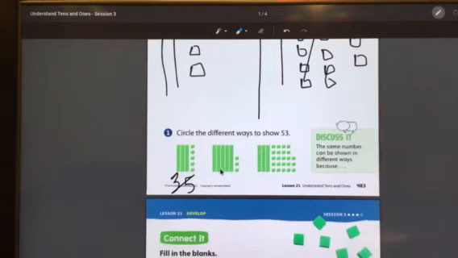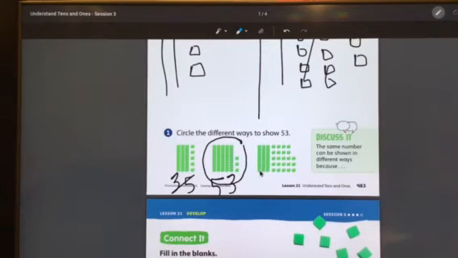Here you have 1, 2, 3, 4, 5 tens, and 1, 2, 3 ones. When you go back to count that, you would count it like this: 10, 20, 30, 40, 50, 51, 52, 53. 5 tens and 3 ones is a way to show the number 53. So you are going to circle that. Then you're going to count your last picture.